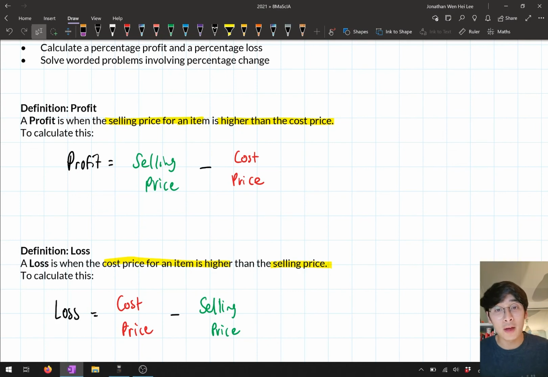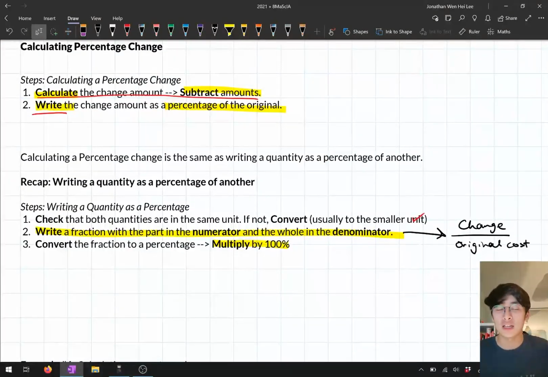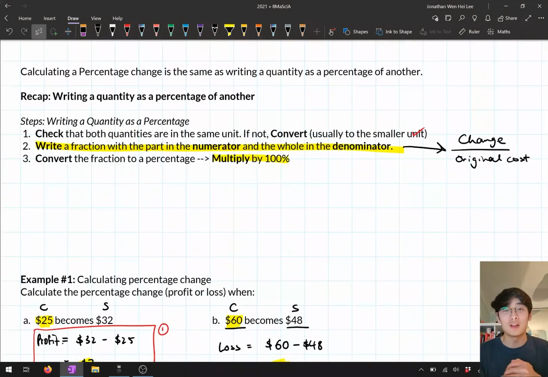And then from there, what we were able to do was calculate the change amount as a percentage. So the way we did this was we found the change by subtracting our cost and our selling price and figuring out if it's a profit or a loss. And then from there, we wrote it as a percentage of the original. If you're not sure how to do these steps, particularly writing a quantity as a percentage of another, have a look at our older lessons where we actually went through this, and hopefully that will be able to help you out.